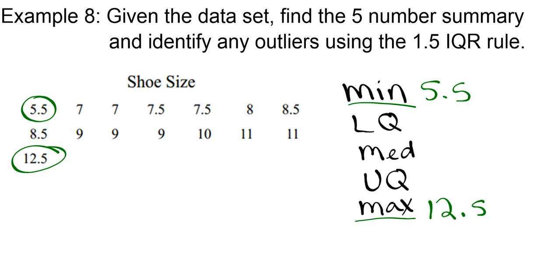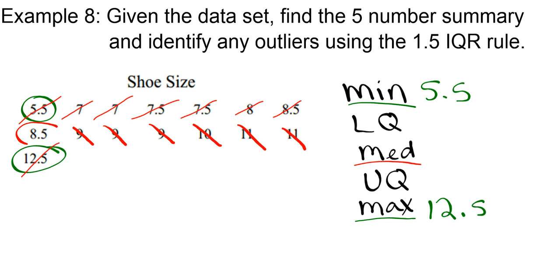The next one I'm going to identify is my median. We have an odd amount of data, which means I will have one middle number. So I'm going to cross off numbers until I make it to the middle. And we have 8.5 as our median.